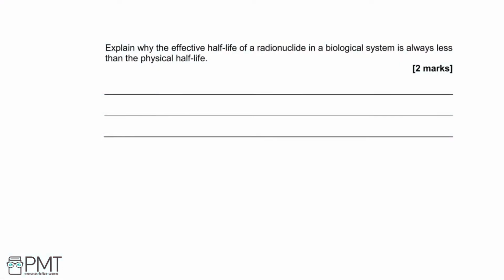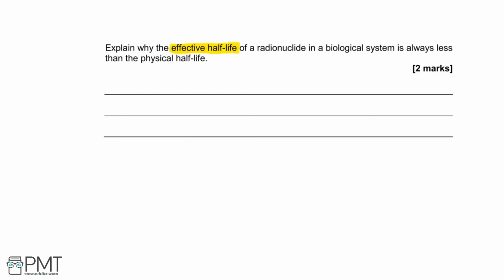Explain why the effective half-life of a radionuclide in a biological system is always less than the physical half-life. Now, obviously there's an equation that governs this, but we're going to come to that a bit later on. Let's think about what we mean by effective half-life. This is the half-life of the radionuclide when there are other factors considered. For example, what the body of the person in which the radionuclide is injected actually does to that radionuclide.